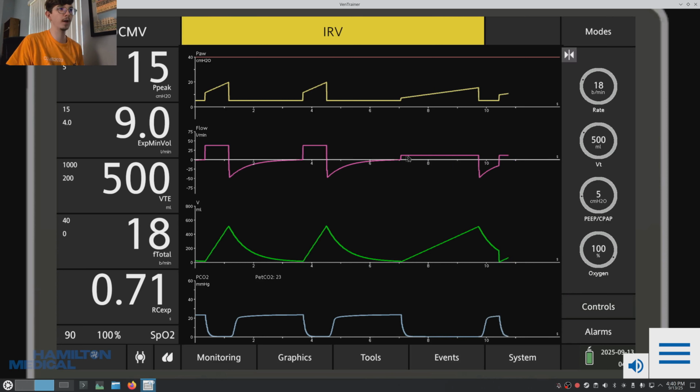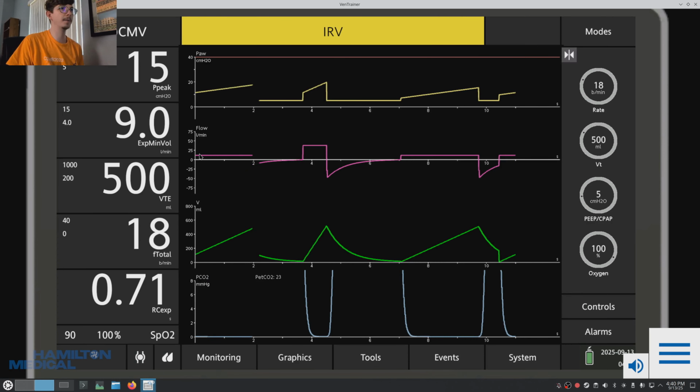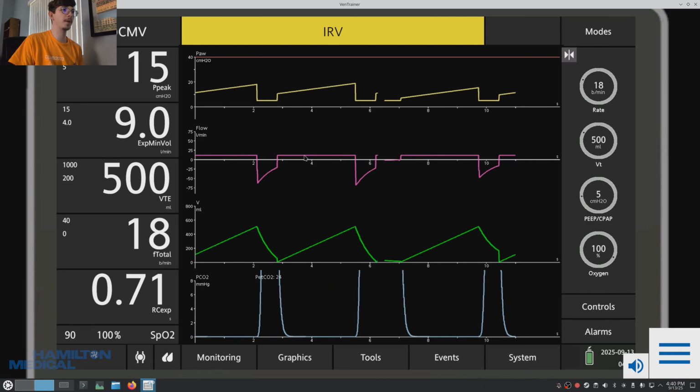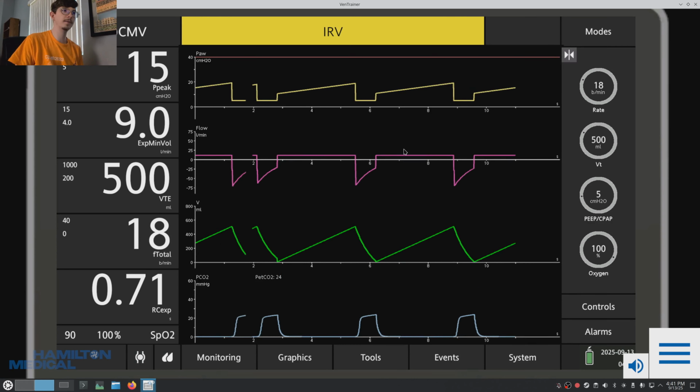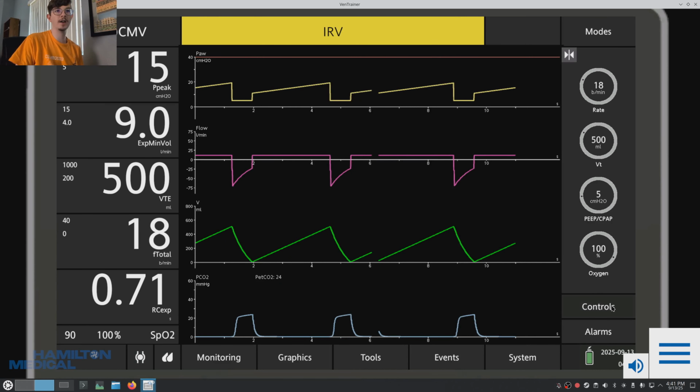Look how low our flow is. Our flow is really, really low. Our peak pressure has dropped, but our flow is so low. Our patient, I'm telling you right now, is not going to like that. They are probably going to be flow hungry. That's not enough flow for them.